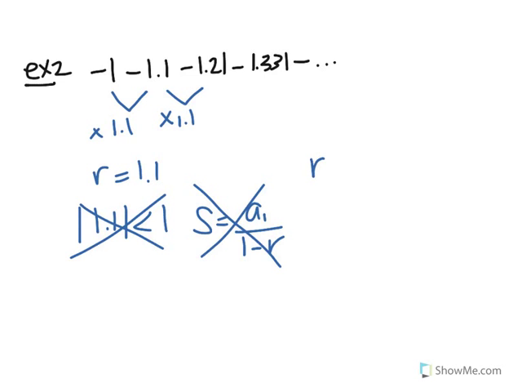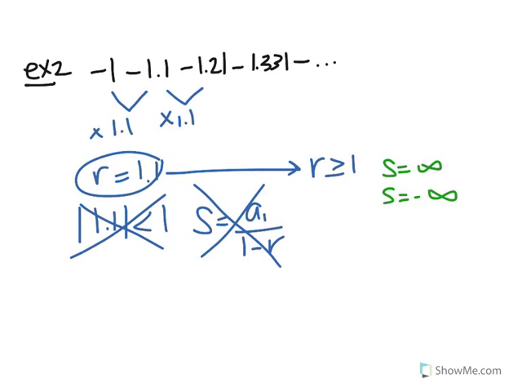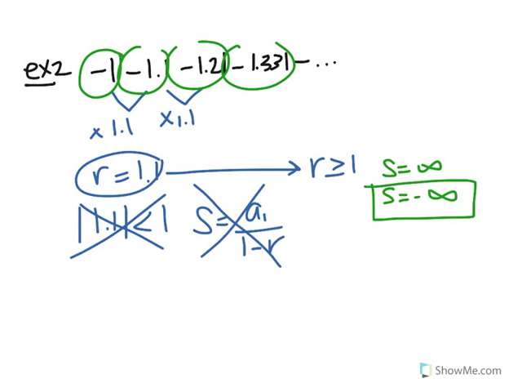So I go to the second case, case 2. Is r bigger than or equal to 1? Absolutely. When this is the case, the sum is either infinity or negative infinity. You have to pick. Well, look at the terms. When I add them together, they're becoming more and more negative. So that means the sum is negative infinity.